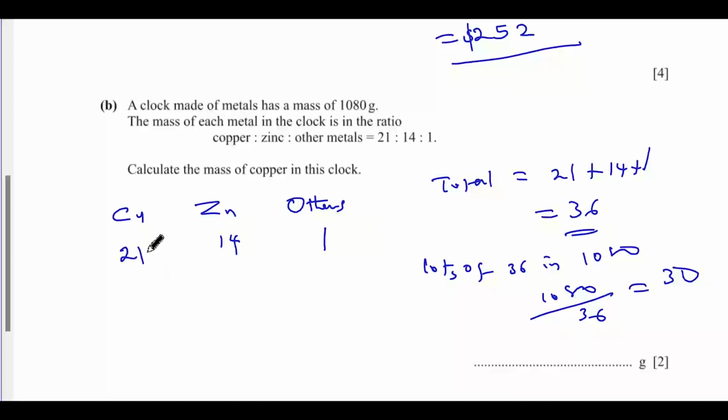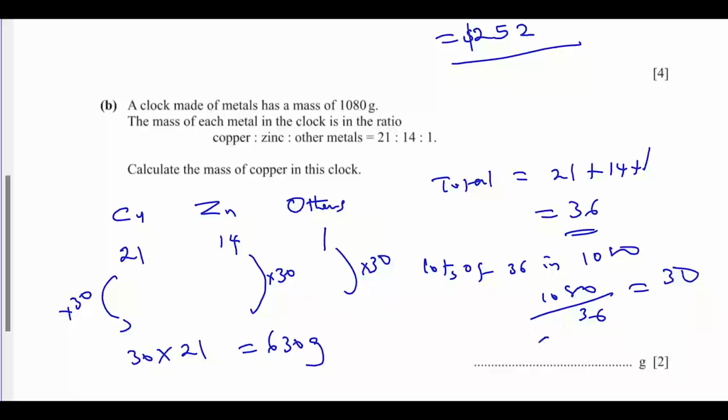Then to get the mass of each of these metals, you multiply by 30. But we are only interested in the mass of copper, so that will be 30 times 21, and this will give us 630 grams. So that is what we have here.